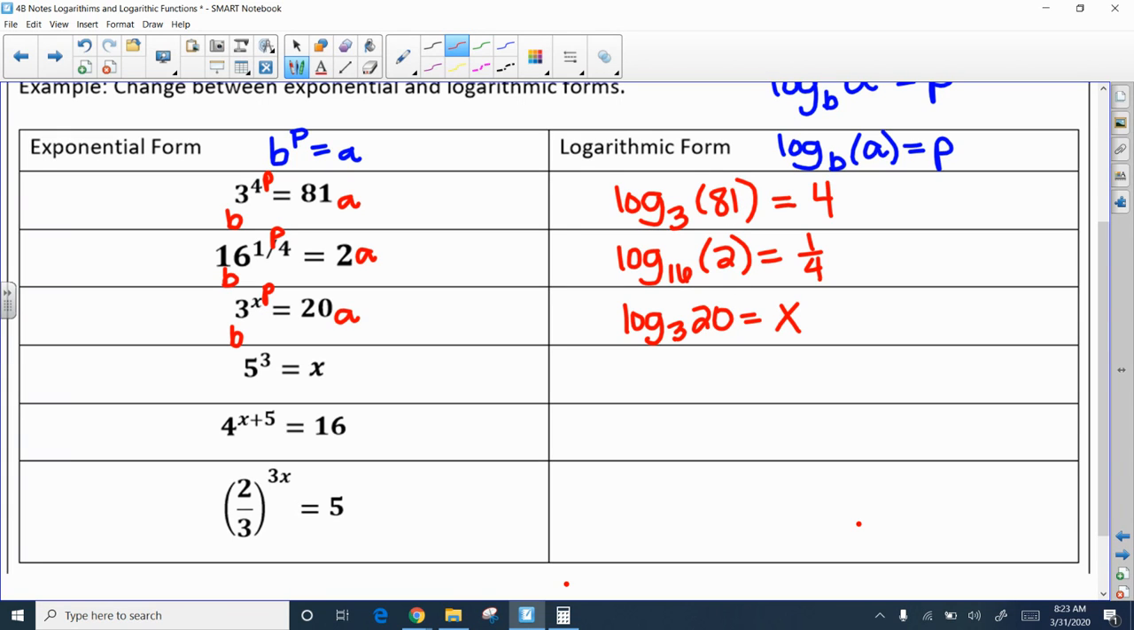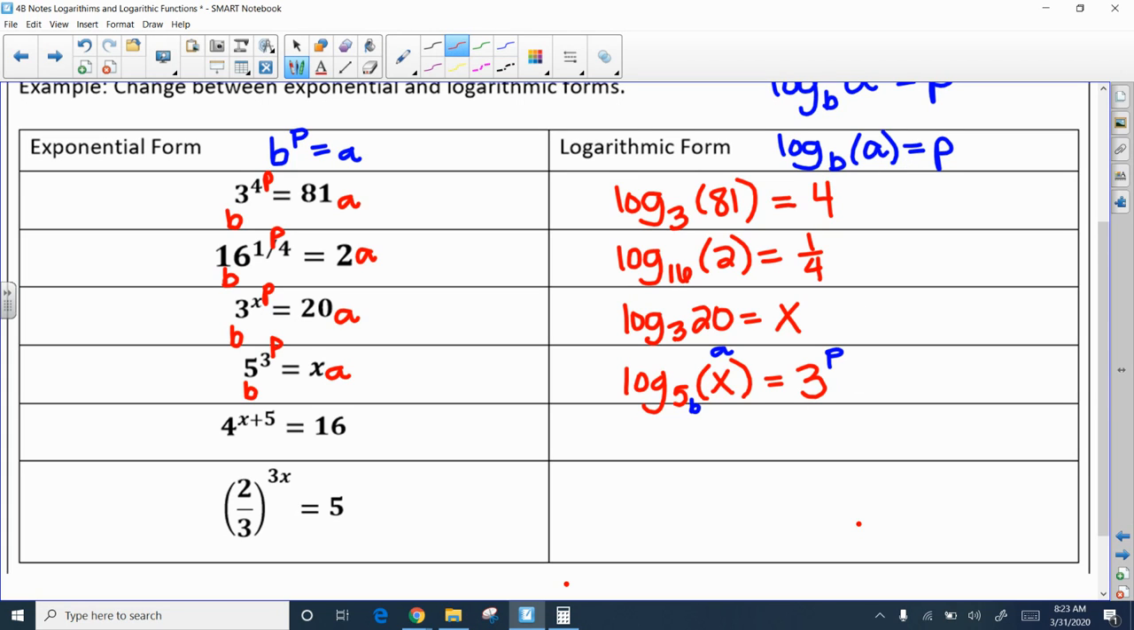All right, next one, we have 5 to the third power equals x. So this is the base, this is the power, and then this is a. So when I fill this in, I'd have log base b, so I fill in the 5 for the b, of a, so that'd be of x, equals the power, so equals 3. Again, here we filled in the base, here we filled in the a, and then the other side of the equal sign is our p. We're just filling in those numbers in this logarithmic form.